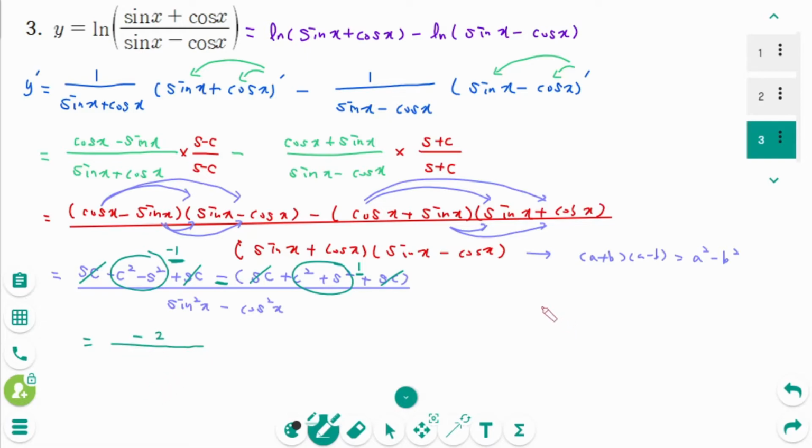Using the trigonometric identity, cosine of 2x equals cosine squared x minus sine squared x. Then back to the original. Then the denominator is minus cosine of 2x, which equals, making positive, 2 over cosine of 2x, which equals 2 secant of 2x.